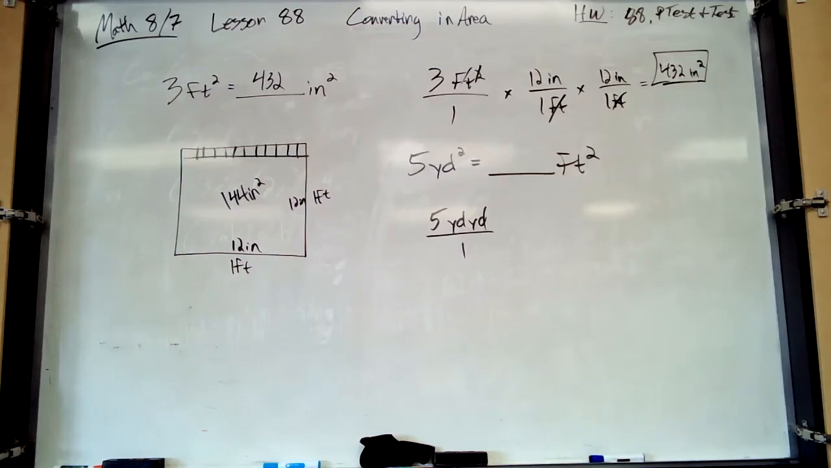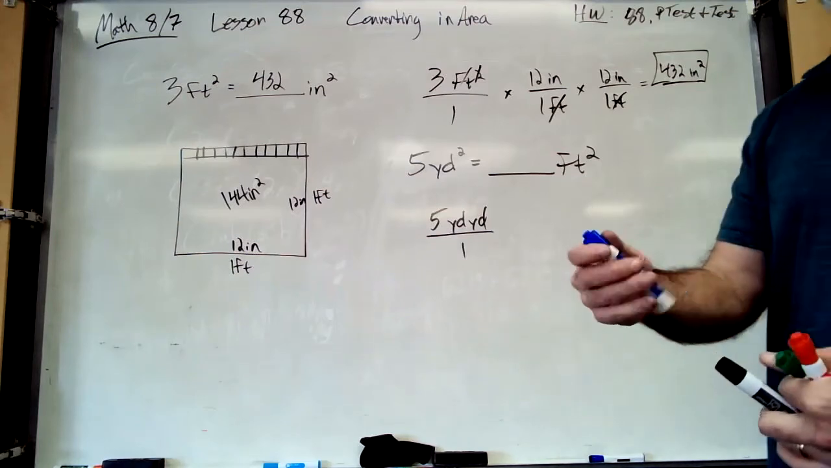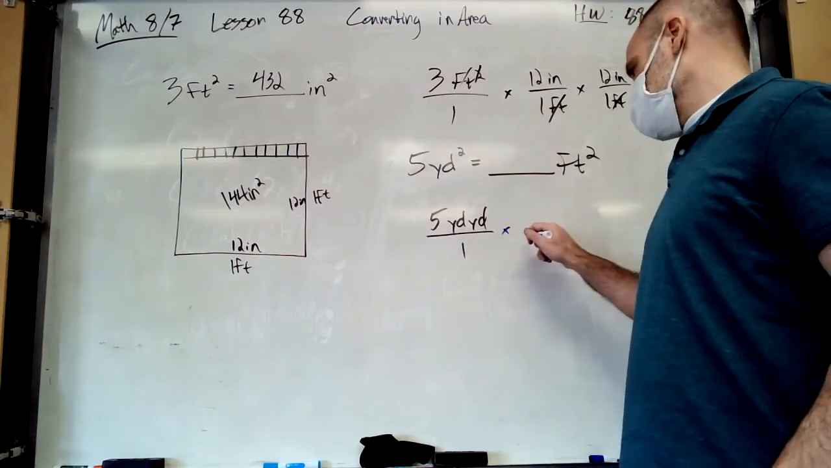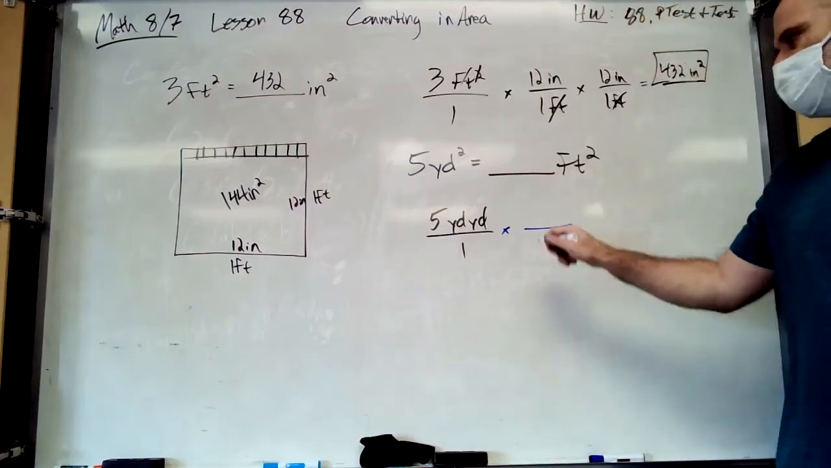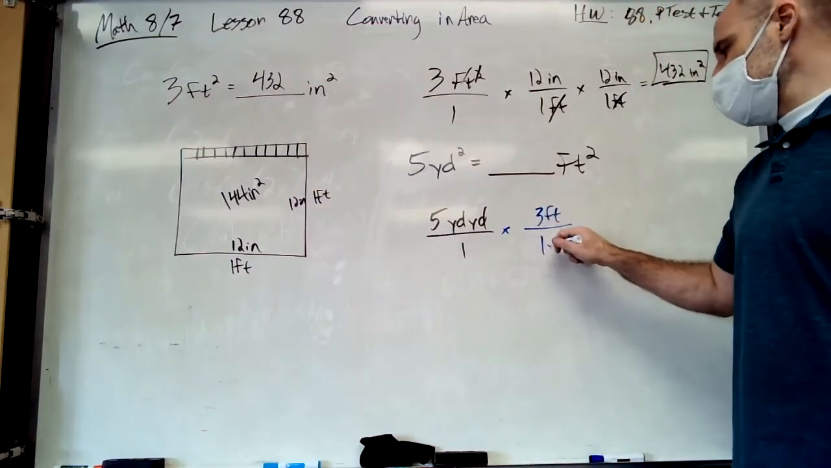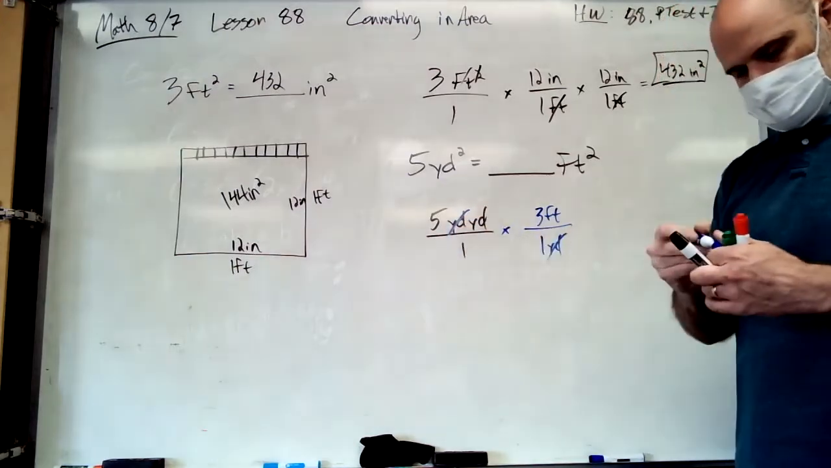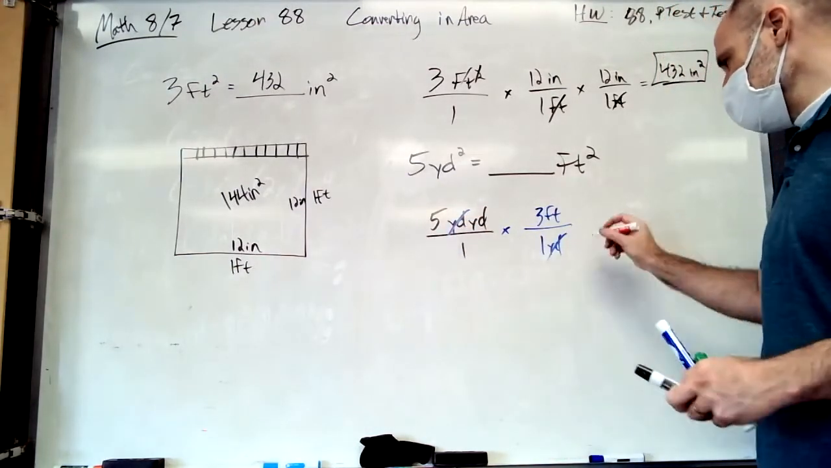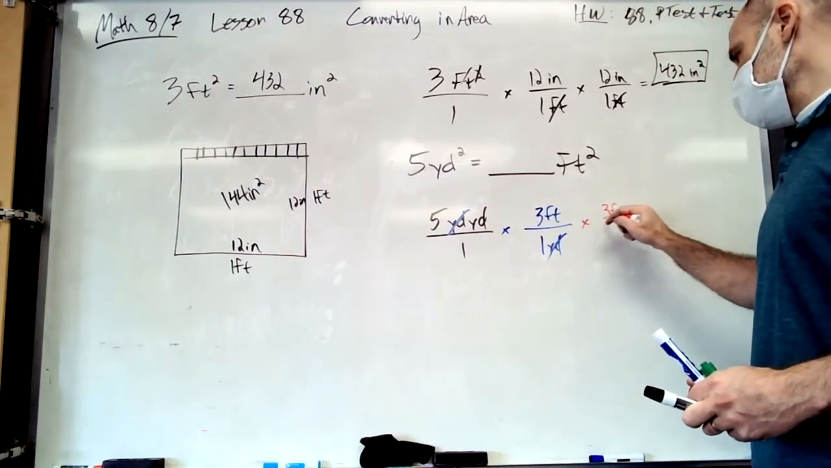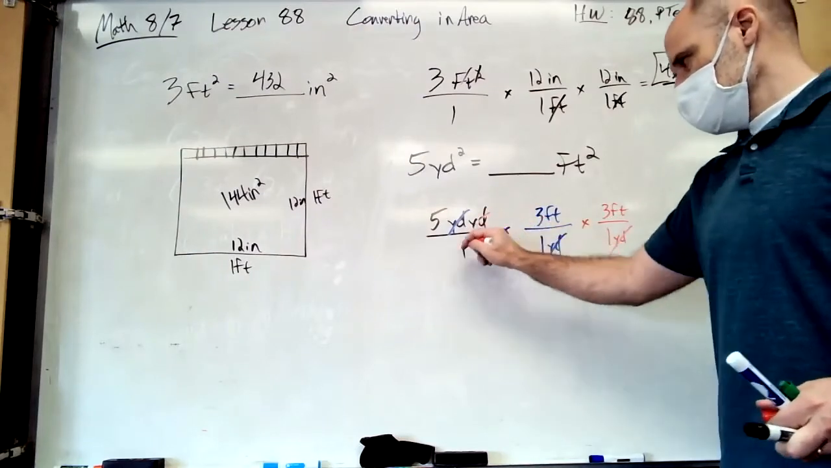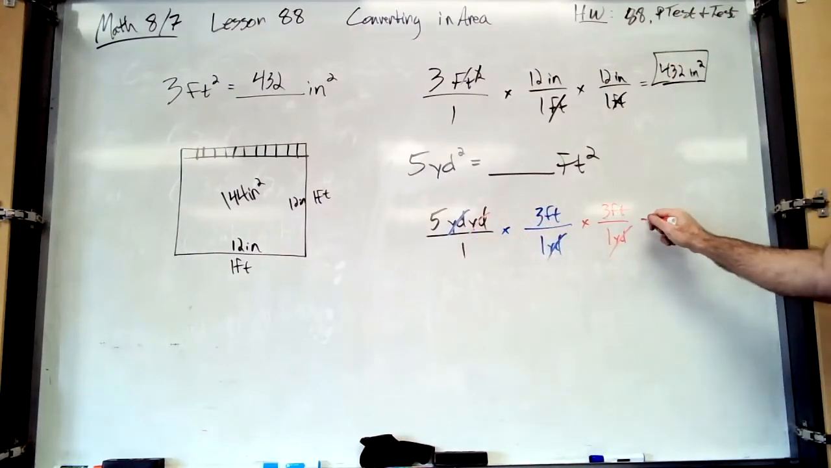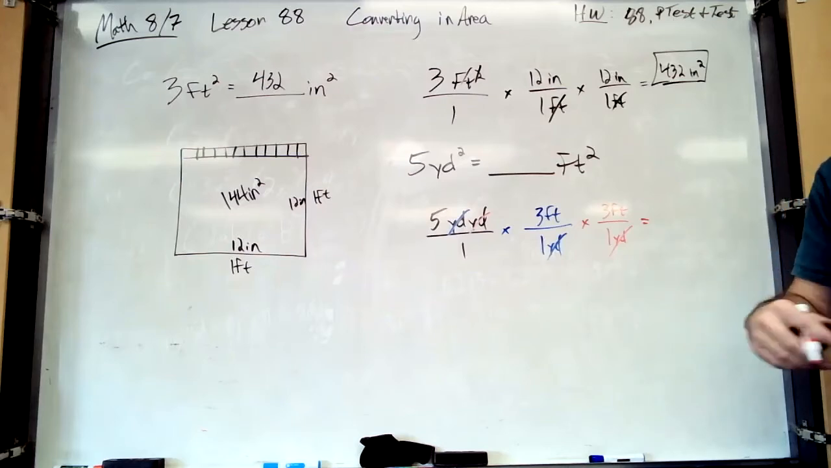How do you get rid of one of the yards? What unit multiplier will cancel the yards? Then you're going to do 3 feet over 1 yard. That gets rid of one of them. And do the 3 feet over 1 yard again. That gets rid of the other yard. And then you're left with 5 times 9 to get 45.